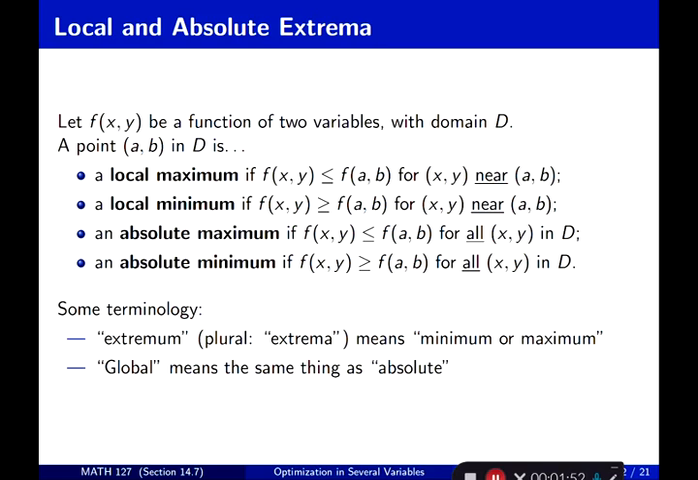So some terminology, you know them from the past. Extremum is the singular of extrema; it means minimum or maximum. Global means the same thing as absolute. So if you see absolute max or absolute min, or global max or min, those are the same thing. The global is the same as the absolute.